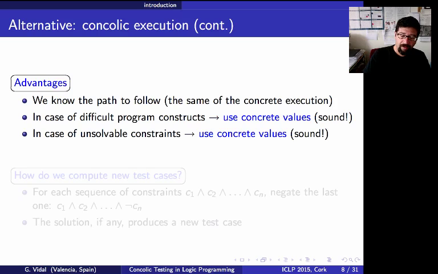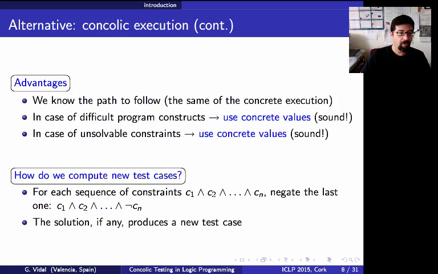Well, but there's something missing. We have one concrete execution together with a symbolic execution, and now what? How do we compute new test cases? For that, what we should consider basically is the computed sequence of constraints. For each sequence, we should negate the last one, and in this way, by solving these constraints, we will get new values for the input data, so that we have a new concrete initial call and again a concrete execution with the associated symbolic execution and so on. So this is a sort of iterative process.